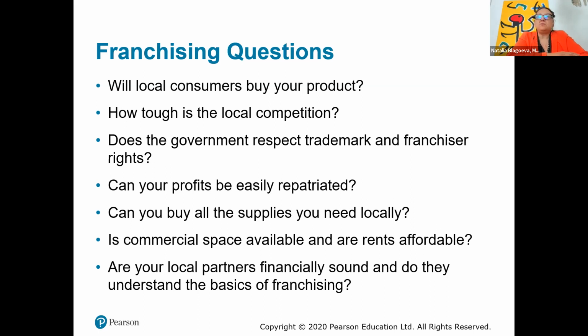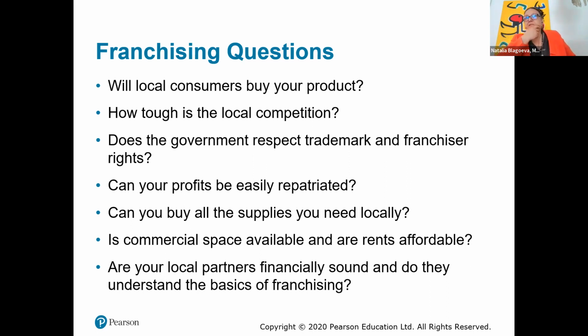Also, can we easily take our profits? Because usually in a franchise operation, the franchisee pays a certain fee, but then also shares with us part of the profit. So if there are local regulations making difficult or forbidding repatriation of profits, obviously we cannot go with this form.